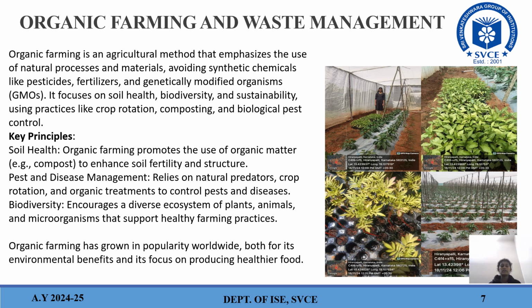Relies on natural predators, crop rotation, and organic treatments to control pests and diseases. Biodiversity: it encourages a diverse ecosystem of plants, animals, and microorganisms that support healthy farming practices. Organic farming has grown in popularity worldwide, both for its environmental benefits and its focus on producing healthier food.